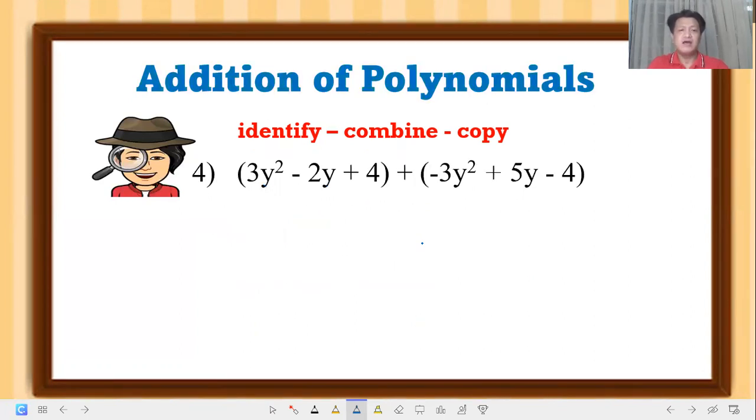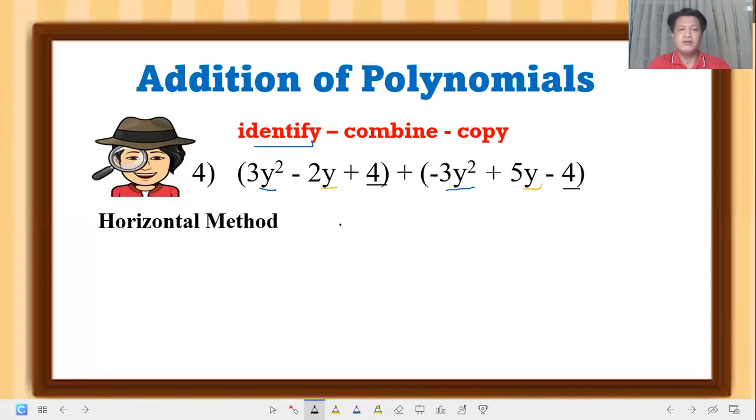Okay, let's have number 4. Paano naman kung ang given natin ay trinomial, 3 terms. So, titignan lang natin, di ba? Identify like terms, si y square, ito y square. And then, sino pa yung ating pwede sabihin like terms? Ito, first degree y, tsaka ito yon first degree. And also, yung constant term natin.